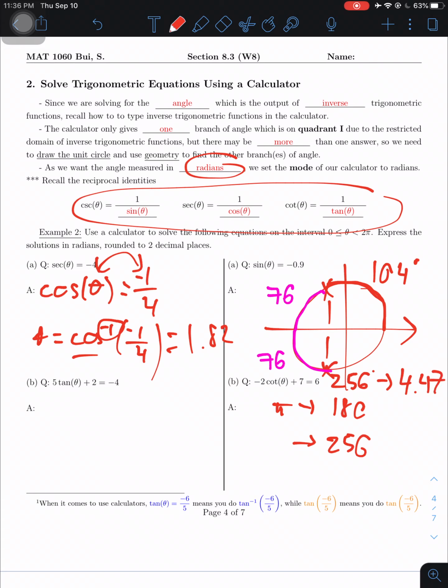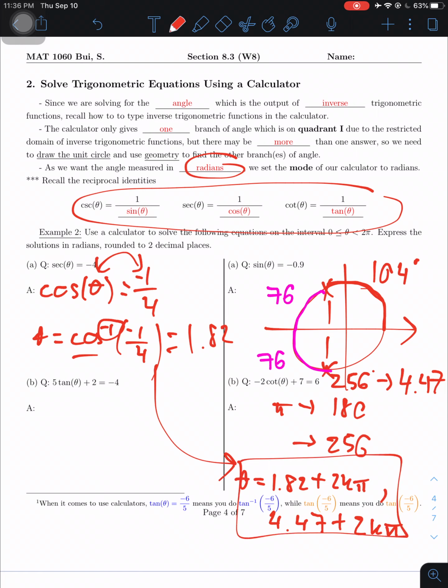radian. Okay, so the 2 families in here, the final answers, let me write in here. Theta equals 1.82 plus 2k pi and 4.47 plus 2k pi. This is it.